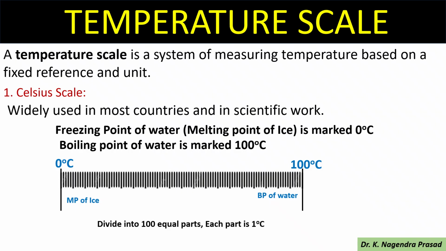Schematically, we represent the melting point of ice at 0 degree Celsius and the boiling point of water at 100 degree centigrade. So the range from the melting point of ice to the boiling point of water, that is 0 degree Celsius to 100 degree Celsius, is divided into 100 equal parts and each part is 1 degree Celsius.